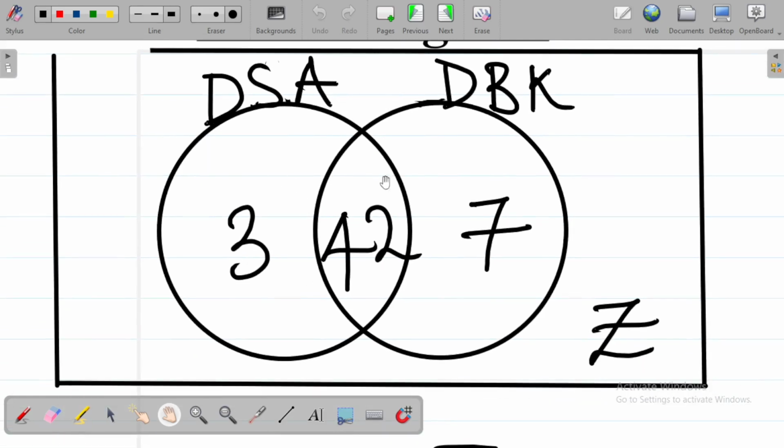Now, from the Venn diagram, you can see that 3 persons believe that David is still alive alone. 42 persons have 2 thoughts. They believe that David is still alive and David has been killed. And then 7 persons only believe that David has been killed. So the number of persons who do not believe that David is still alive nor believe that David has been killed is Z. So what is the value of Z? How can we get the value of Z?